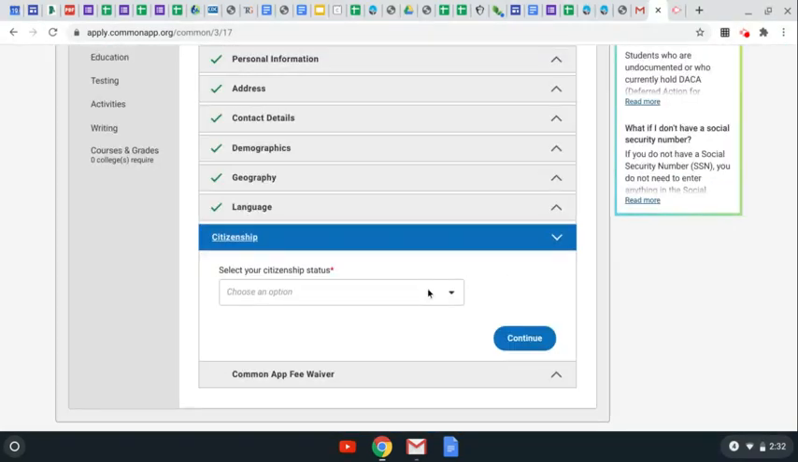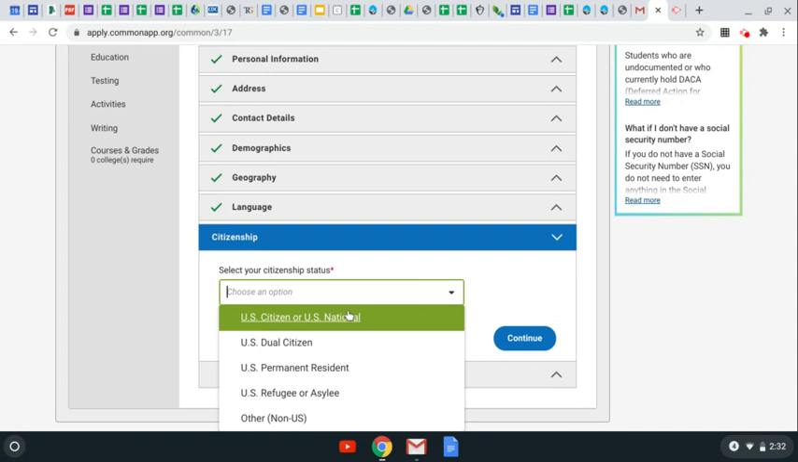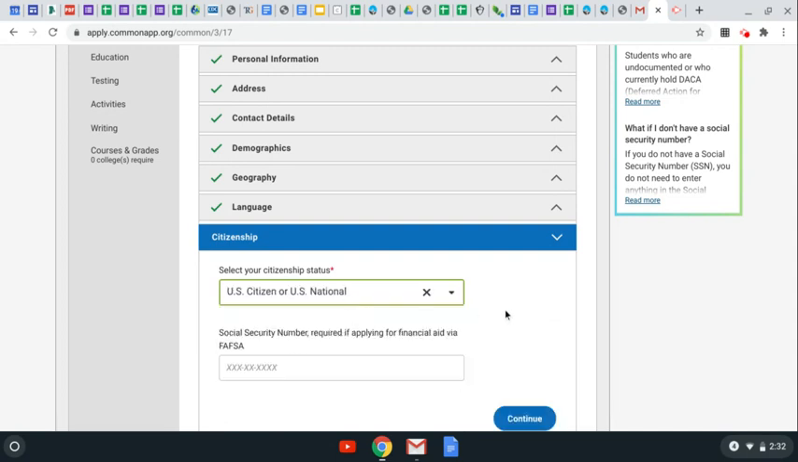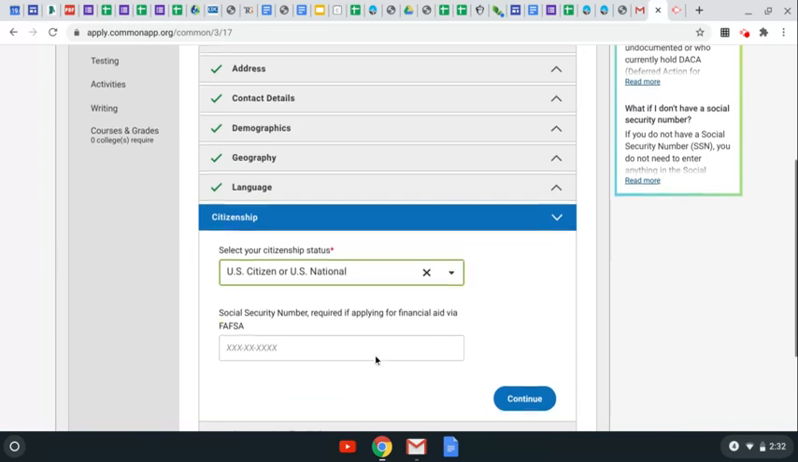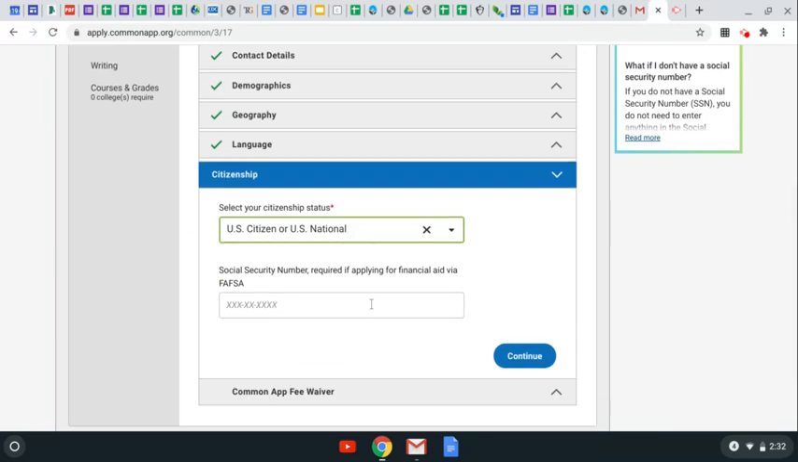And then citizenship, your citizen status. Again, most of you are probably U.S. citizens, so answer that. However, if you have dual citizenship or citizenship in another country, you'll answer that there. Your social security number is not required. It's only required for financial aid if you are filling out the FAFSA. So again, think about that. But if you're not sure of what your social security number is and you want to fill that out, make sure you look that up.